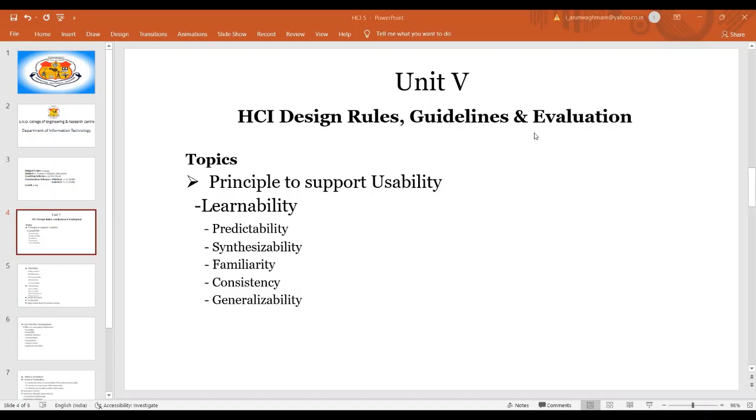Today we'll start with our fifth unit, HCI design rules, guidelines, and evaluation. In this we cover the principles to support usability. So, what is the general overview of these principles to support usability?